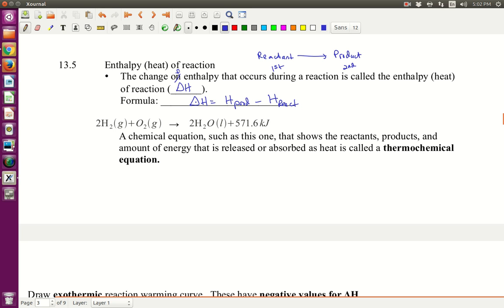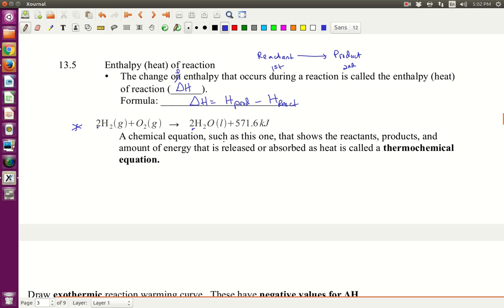So the change in enthalpy, or change in the heat, is the heat of the products minus the heat of the reactants. Let's look at this equation right here. We have 2 moles of hydrogen. Remember, hydrogen is diatomic. Plus 1 mole of oxygen gives you 2 moles of water and some kilojoules of energy.